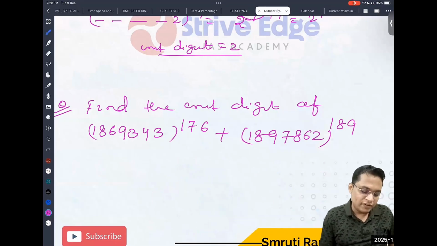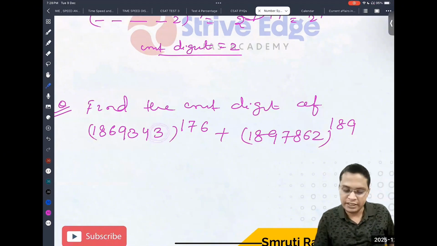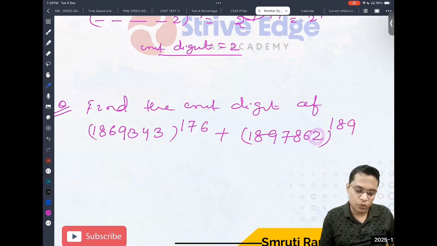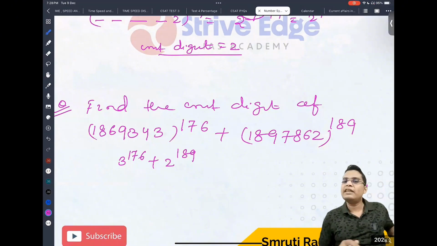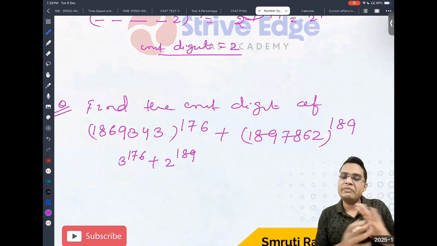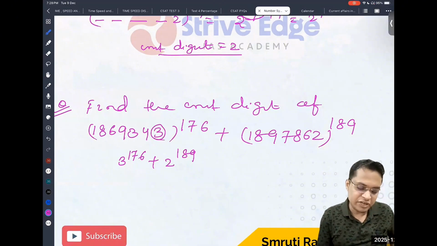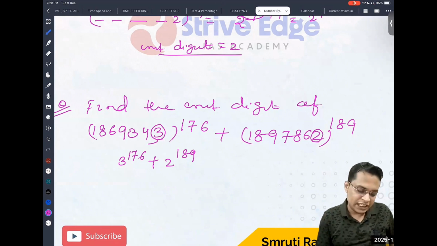So here again, we are not concerned about the number. We are simply concerned about what is in the unit digit. So here it is, unit digit is 3 and 2. So I'm just going to rewrite it: 3 to the power 176 plus 2 to the power 189. Therefore, we are finding the unit digit. So that is the reason I'm eliminating everything except this unit digit. This is what our objective is. We are not concerned about what are the other numbers.